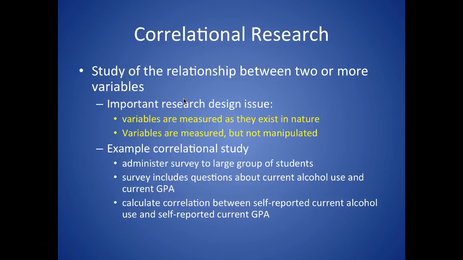In correlational research, you pick two variables to see if they're related. And then you measure them as they exist in nature, and the variables are not manipulated. So you do a survey of intro psych students, and you check to see their alcohol use and their GPA, but you don't manipulate that. So you just check to see what already exists. And this is the example at the bottom here that I just mentioned.